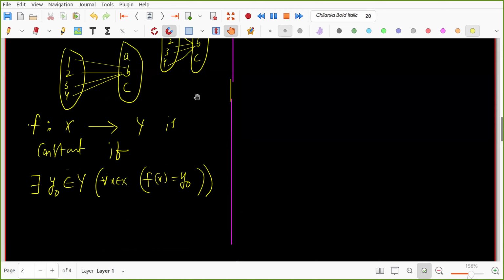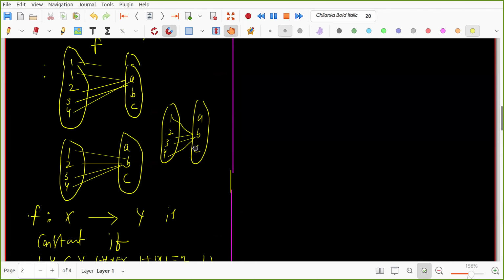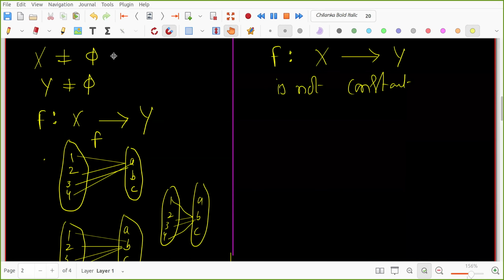Not constant means what? That you need to be clear about. Constant means all the elements are mapped to a single element. If it is not constant, what is going to happen? That you need to understand. It is not constant, what does that mean?